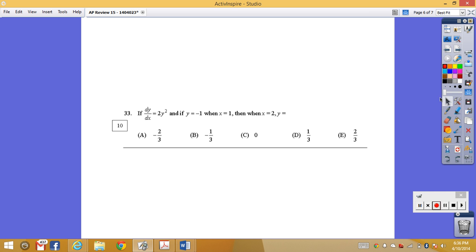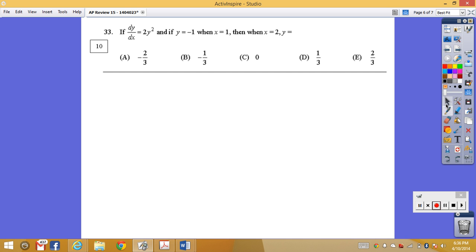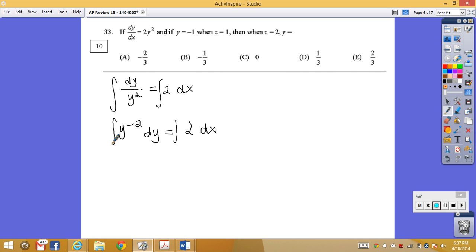And last one. This is just to reiterate, I'm not going to do this whole problem, but just to reiterate the fact that not every problem is an ln problem, is why I wanted to show this one. This would be y to the negative 2 power dy is equal to 2 dx. So this would just be a normal power rule. Add 1 to the power, divide by that power, equals 2x plus c. Okay?